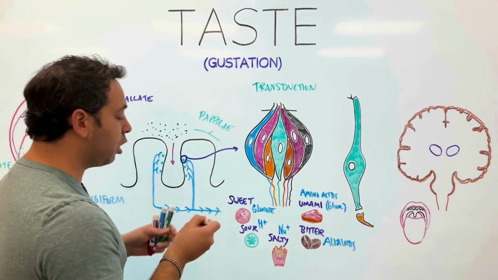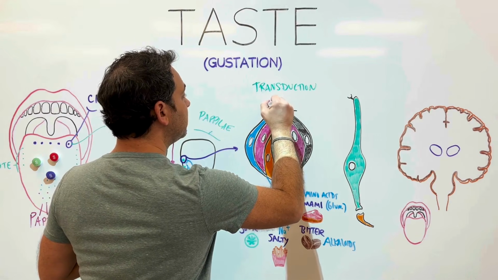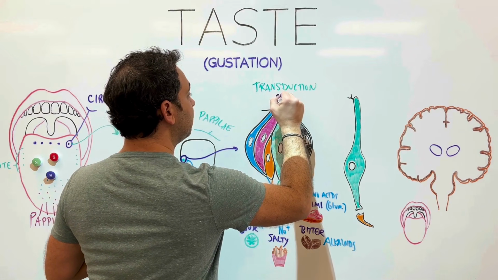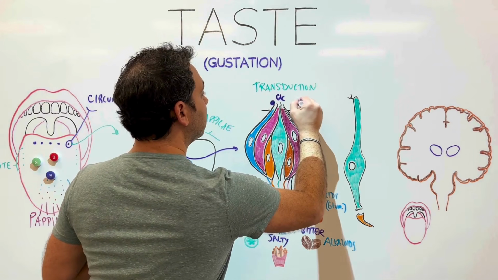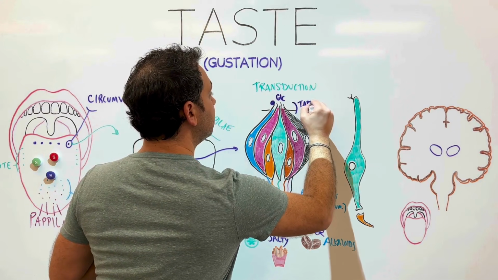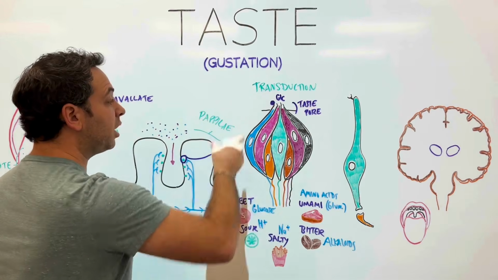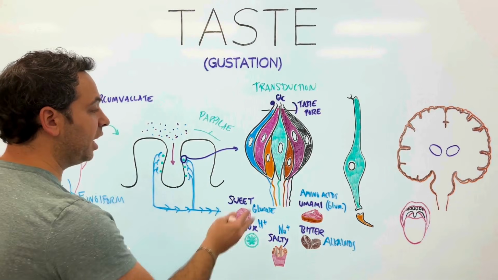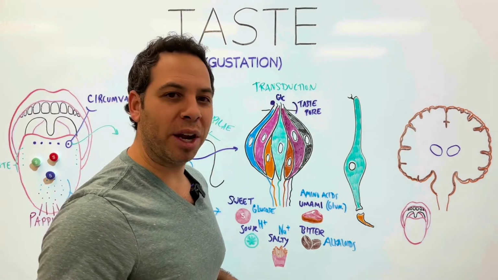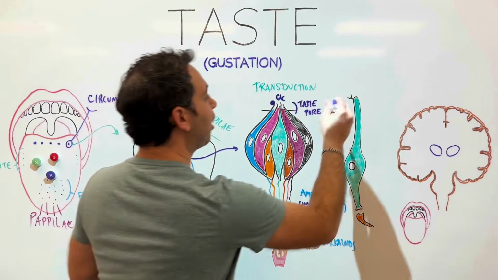So we have our glucose molecule. Here's our glucose, it's going to bind to a receptor. Let's have GLC for glucose, bind to receptor. This is the taste pore, this little hole in the taste bud that is going to receive the message. It's going to trigger an action potential down the cell that deals with sweetness, and eventually, poof, it's going to go to the brain.